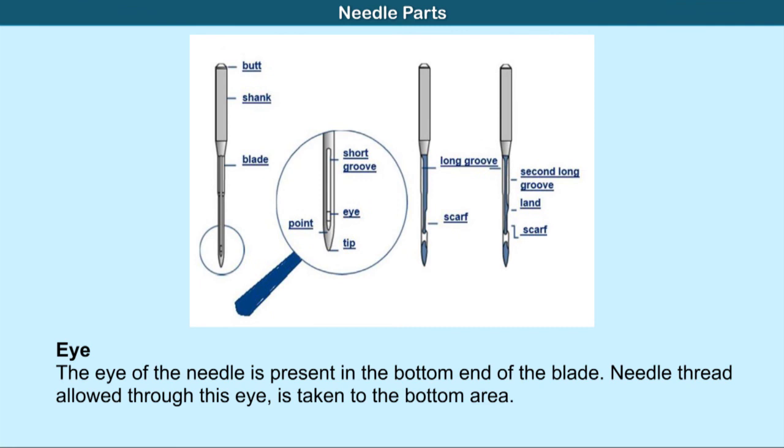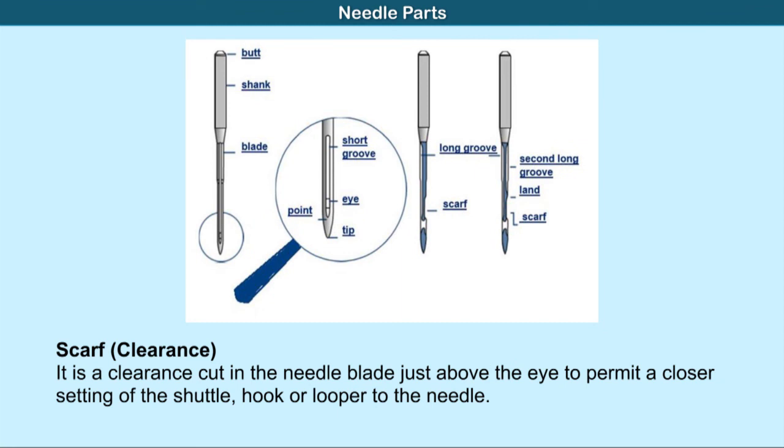Eye. The eye of the needle is present at the bottom end of the blade. Needle thread allowed through this eye is taken to the bottom area. Scarf clearance. It is a clearance cut in the needle blade just above the eye to permit a closer setting of the shuttle, hook or looper to the needle.